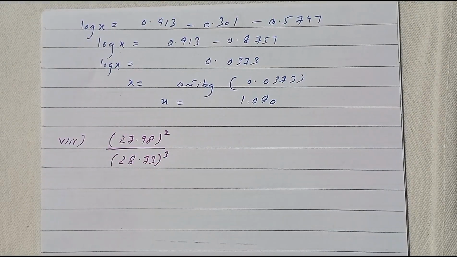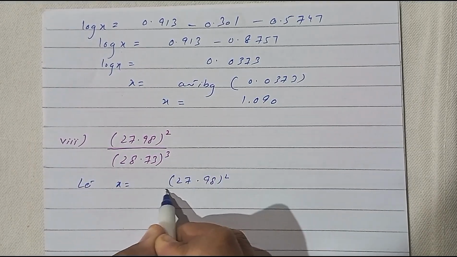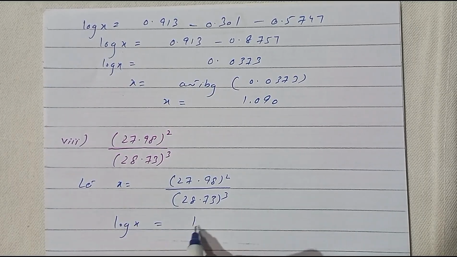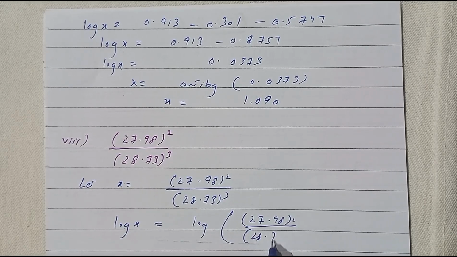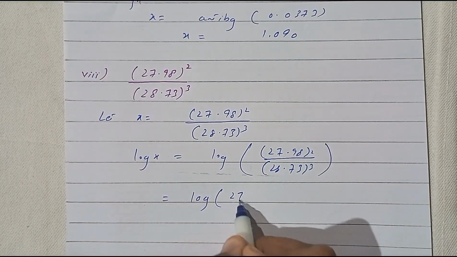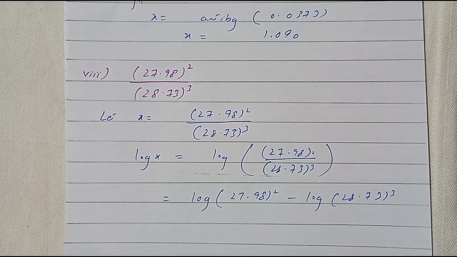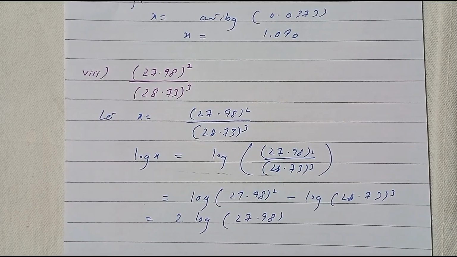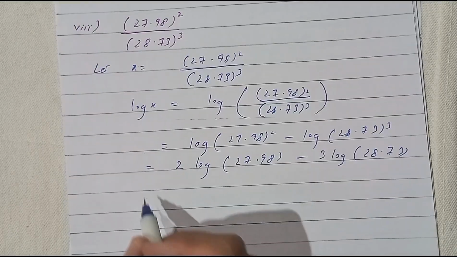Okay, this is the last part in which we let x equals to 27.98 square divided by 28.73 cube. Now taking log on both sides, applying quotient law of log, we write it as difference of these two numbers. Now applying power law of log, powers come at first. 27.98 minus 3 log of 28.73.